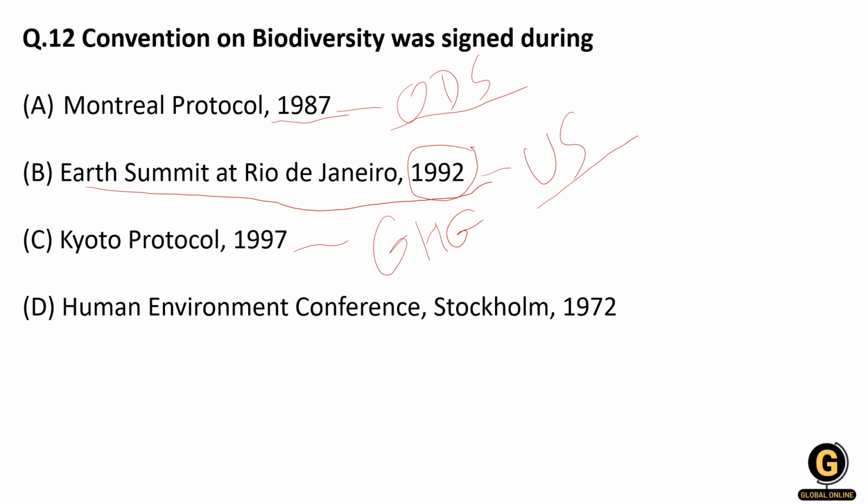And the Human Environment Conference in Stockholm was for the preparation of the United Nations Environment Programme. So the main function was to make the United Nations Environment Programme. So you have to remember these 4 things, right? Moving on to the next question.